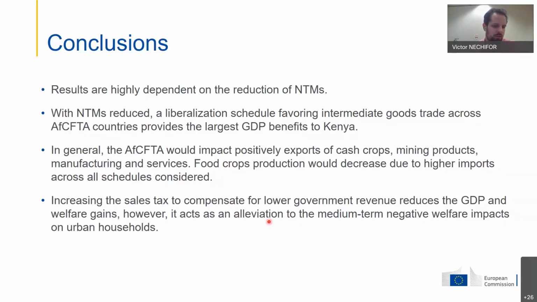And another aspect regarding the fiscal instrument: the sales tax to compensate for lower government revenues due to lower tariffs reduces the GDP indeed, so it comes at a cost. However, it shows that it acts as an alleviation to the transitional period where urban households experience some negative welfare impact.